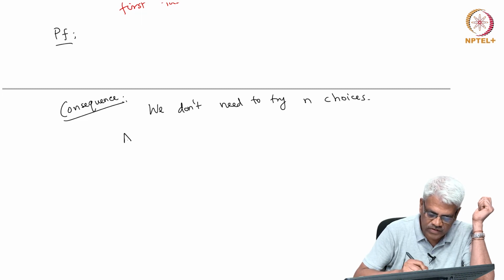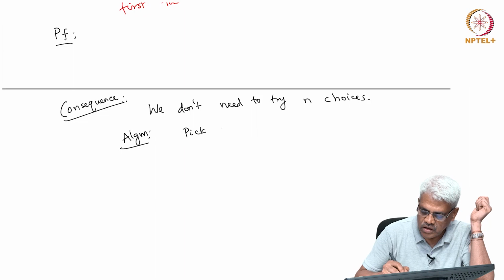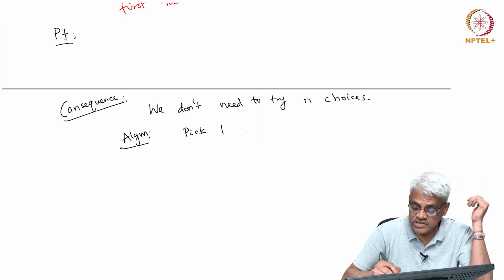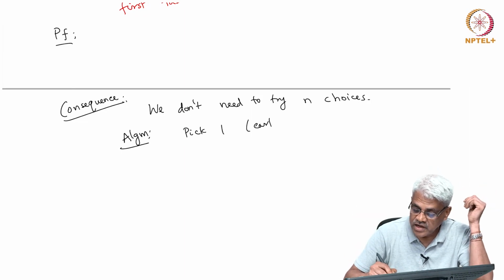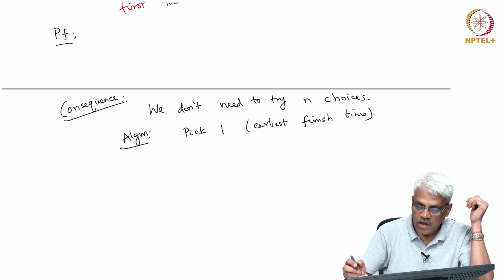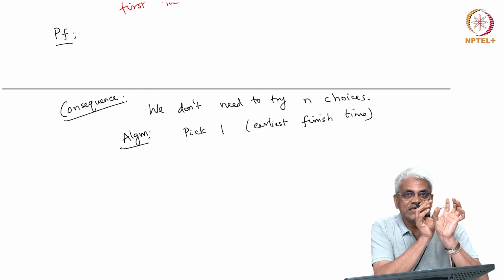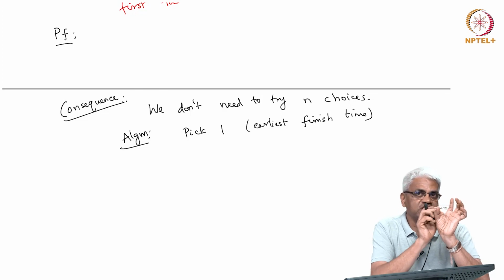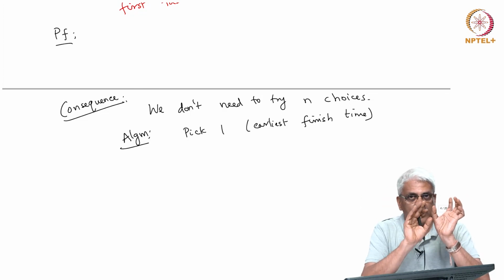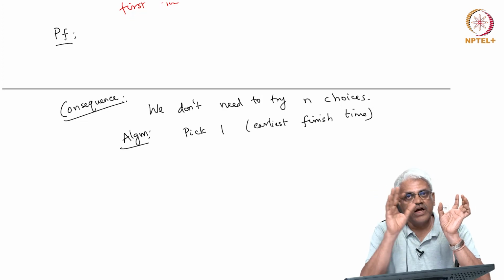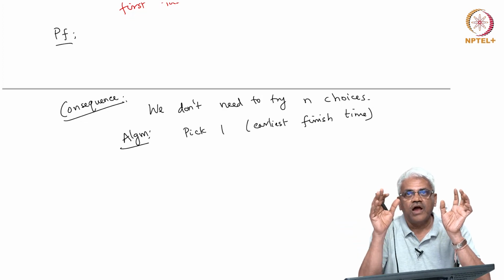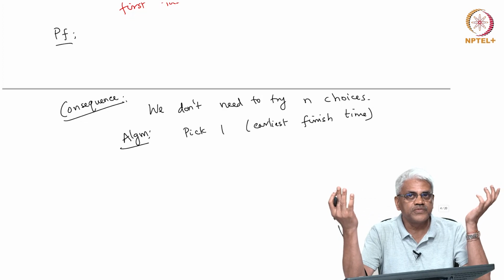So the algorithm is pick one first task. This is the earliest finish time task, any one of them. Once I pick that, anything that overlaps with it, which means its start time is before this finish time, you cannot take. So throw them away. Now look at the remaining jobs and find the optimum. This is because of the optimum substructure property.